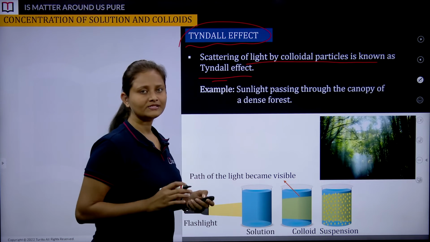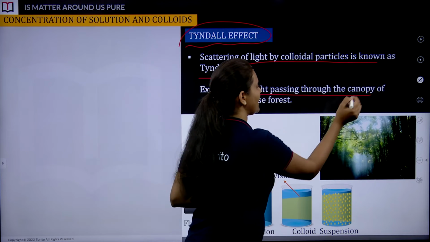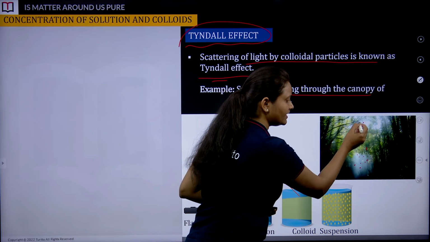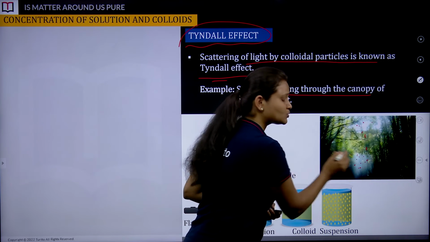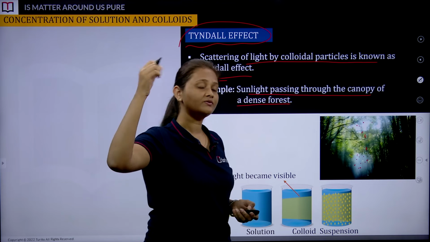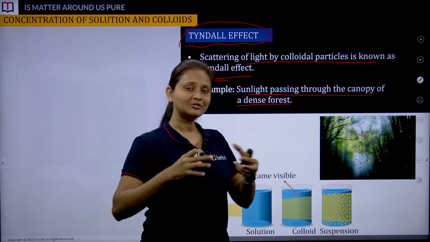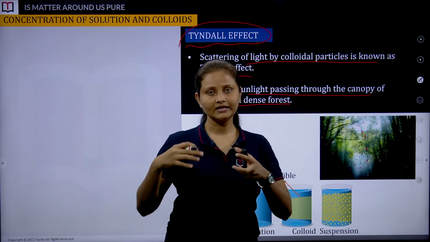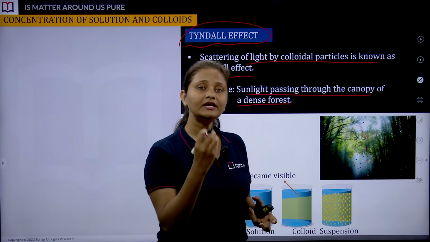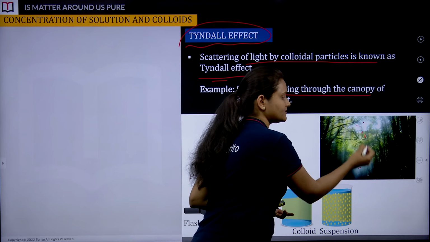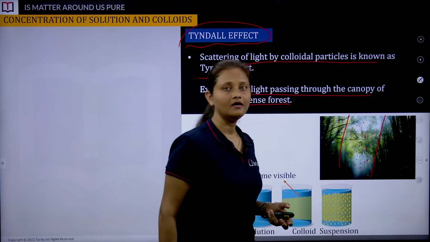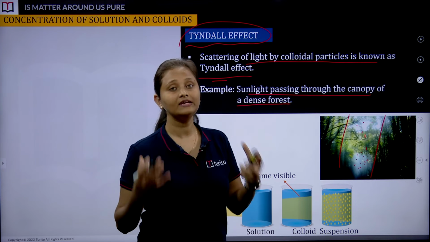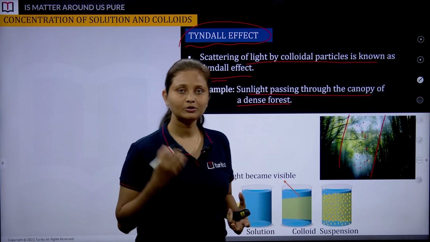I'm sure you must have seen, when sunlight is passing through the canopy of a dense forest, have you observed that the air particles in that canopy are quite visible to our eyes whenever we see the beam of sunlight? These air particles are reflecting light, or that beam is getting reflected, and eventually we are able to see the particles whenever we see this canopy. This is nothing but the Tyndall effect, where we observe scattering of the light and the particles become visible to our eyes.